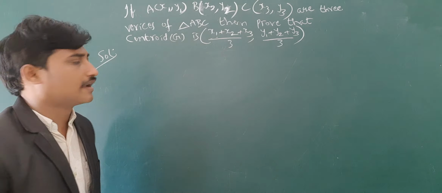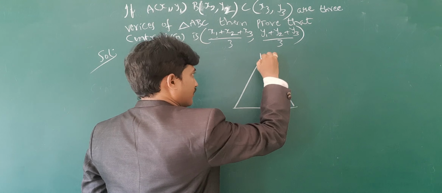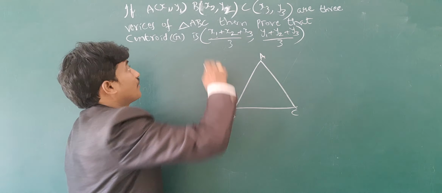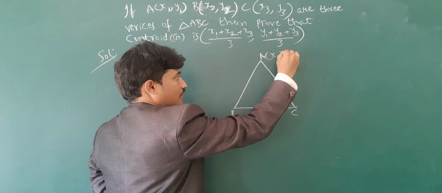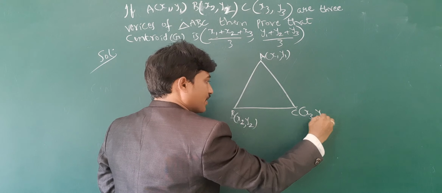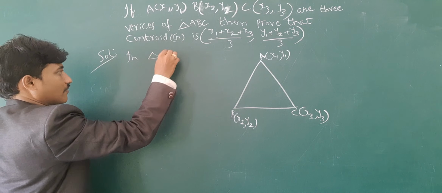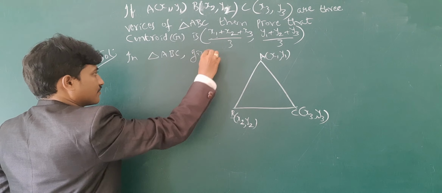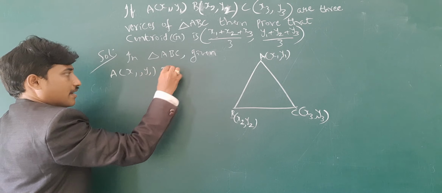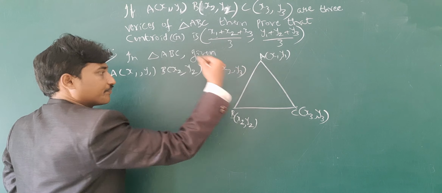Let us take a triangle ABC. In this triangle, vertices are given: A (x1, y1), B (x2, y2), and C (x3, y3).